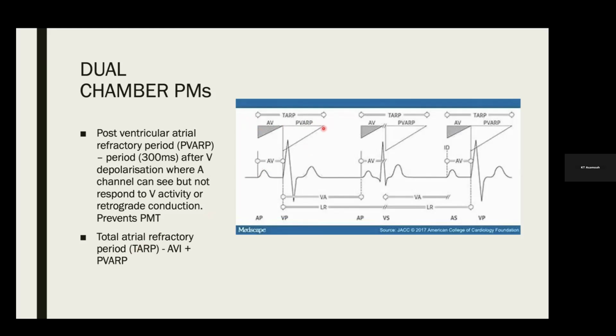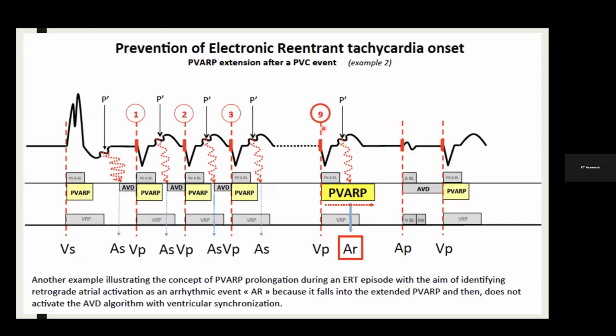So this is just describing what happens with pacemaker-mediated tachycardia. You see here, there was a ventricular pace, and this was a retrograde P wave. The atrium sensed it, so it started the AVI, which then fired another ventricular impulse. Retrograde P wave, atrium sensed it. And so over here you have the tachycardia.